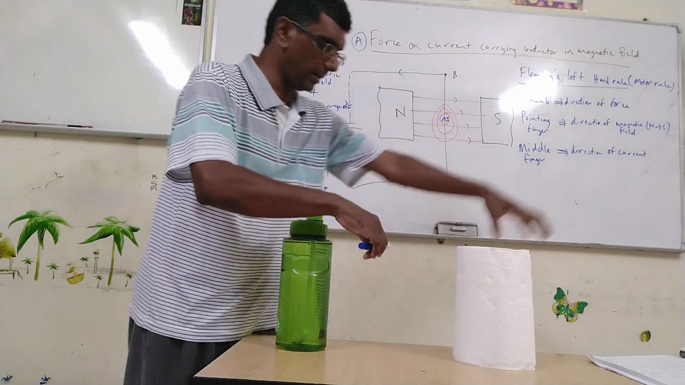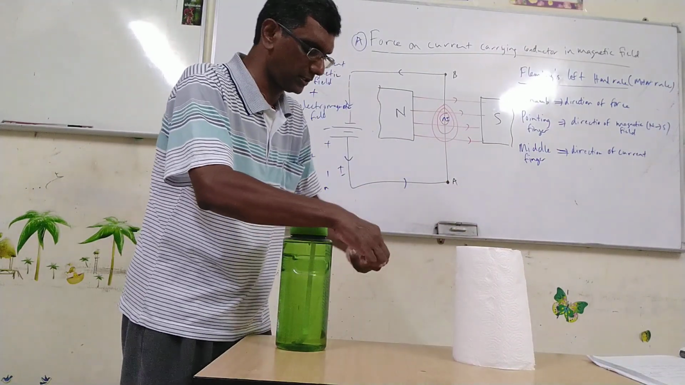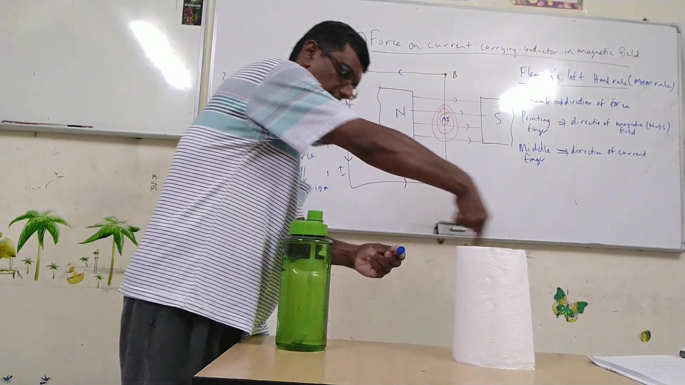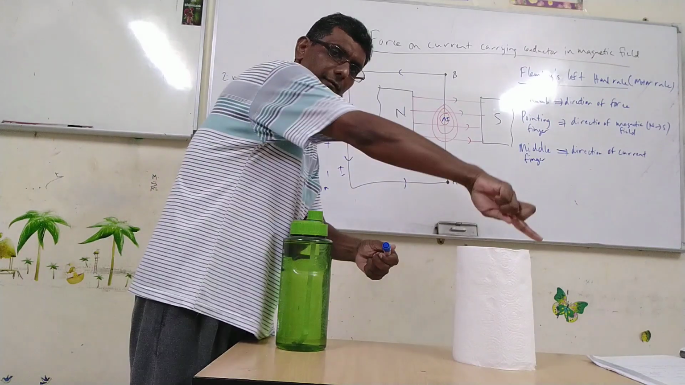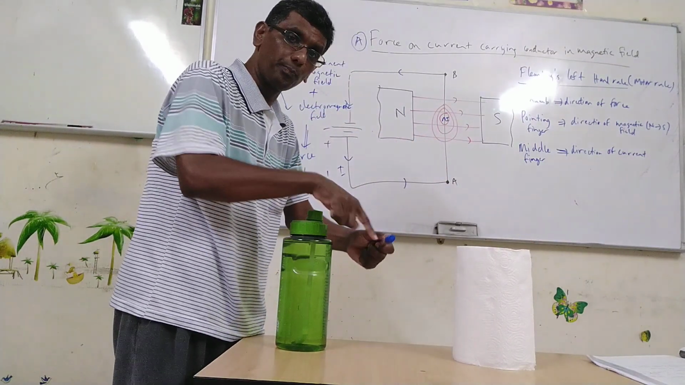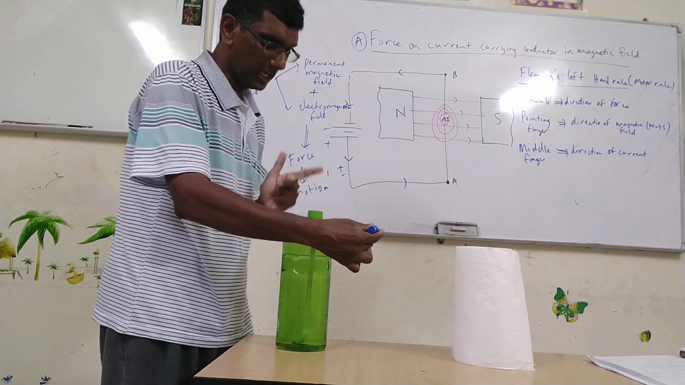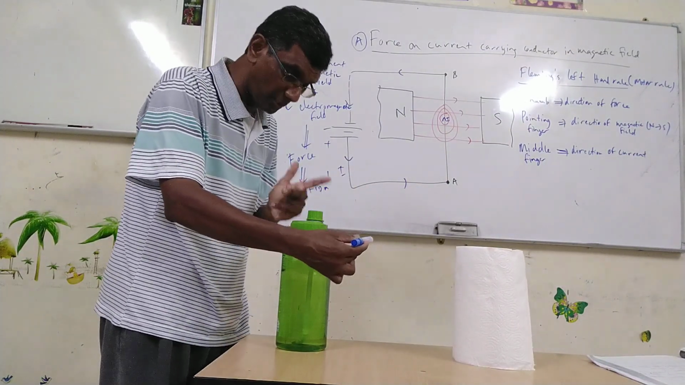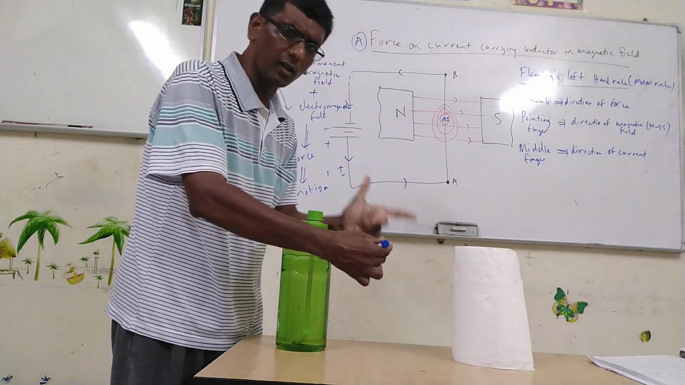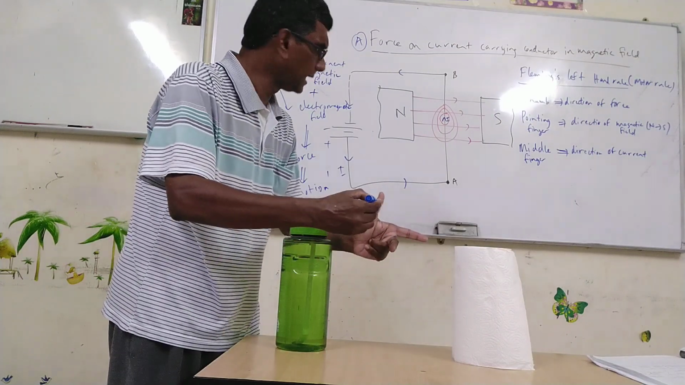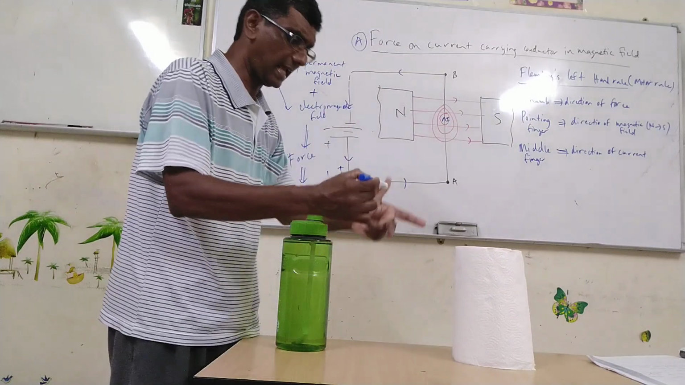So the battery is maybe positive this side, negative this side. Positive current flowing like this, from positive to negative. That is called current flow. So this middle finger shows current flow. The pointy finger shows north and south. As a result, there is a thumb. The thumb shows the direction of force. The force is acting upwards.